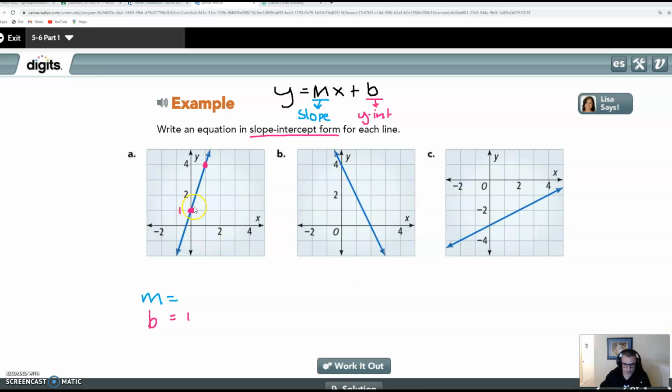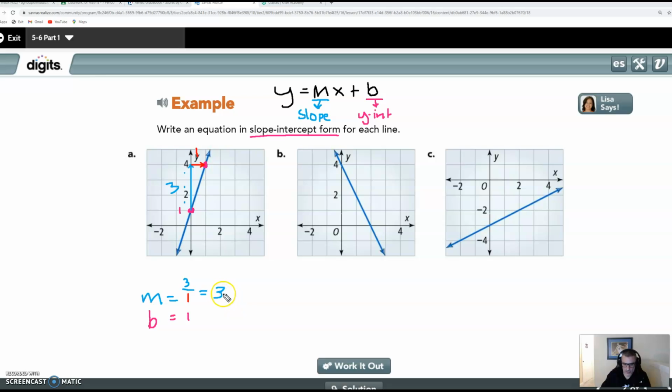To get from my starting point to my ending point right there, I have to go up 1, 2, 3. So I have a rise of 3. And I have to go to the right 1 unit. So there's a 1. So this is 3 over 1. Now, when you're writing the equation, we're going to want to simplify this, right? When we're graphing, we would actually leave it like this because it tells us what to do. 3 over 1 simplifies to 3.